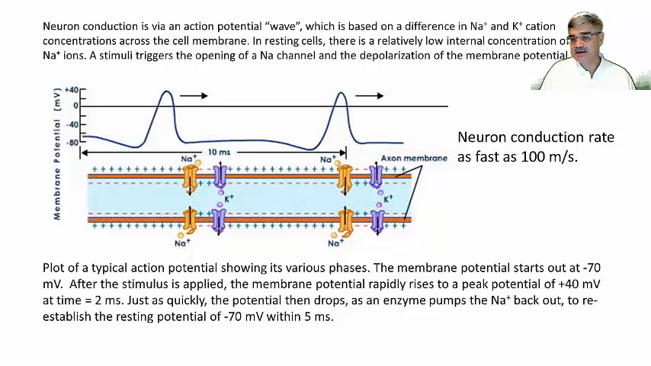Now, this may seem like a very complicated way to transmit an electrical signal, but the truth is we don't have wires. We don't have electrical wires inside of our body. So this is the biological way of conducting electricity. But it can be very rapid. Neuron conduction can occur at a rate as fast as 100 meters per second. Think of 100 meters as being essentially the length of a football field. That an electrical signal can be transmitted that far in a second.